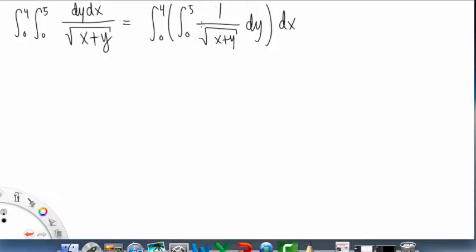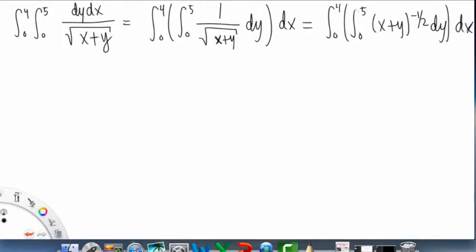Okay, so these two are the same thing. It just makes it a little bit more visually understandable. I like to rewrite anything on the bottom of a fraction as a negative exponent. So I'll just rewrite this as (x plus y) to the negative 1/2 dy, and then our dx is just on the outside there. Okay, so let's integrate, and we're going to do so holding x constant. So x is a constant, so treat that like a 2 or a 4 or anything like that. It's just going to be moving around with everything.